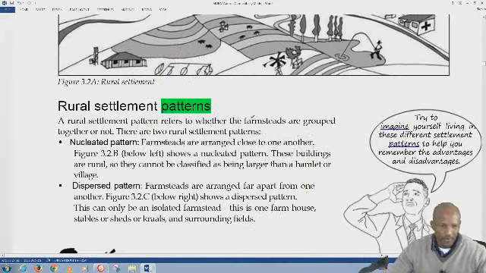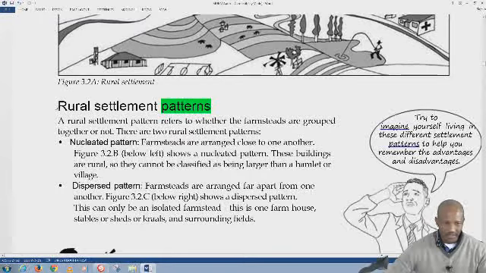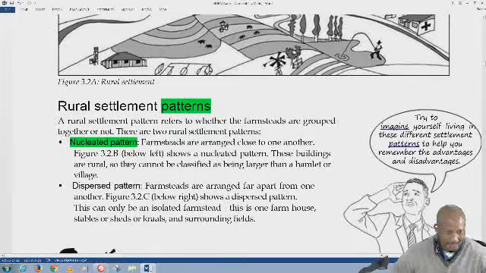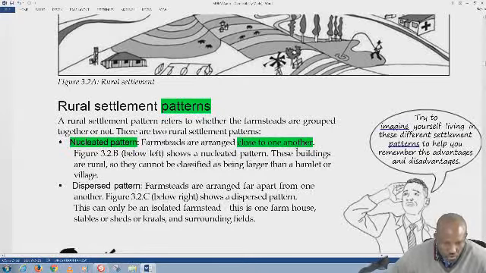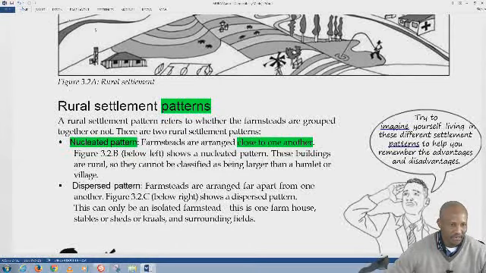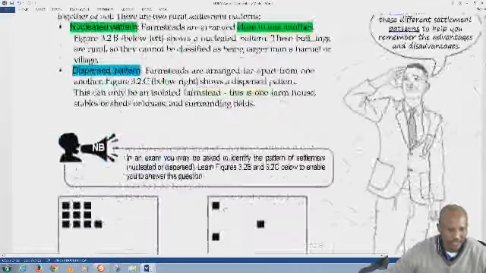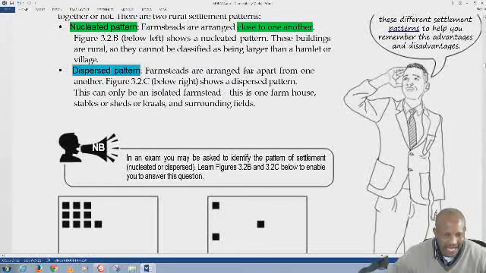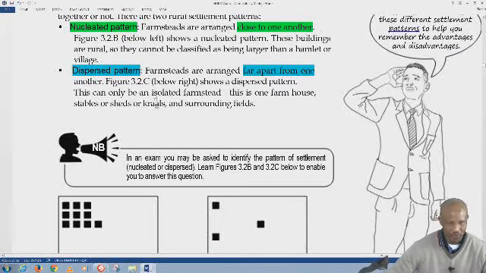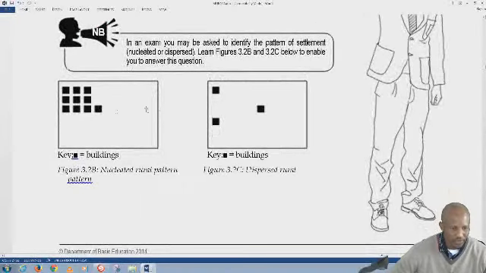And that's exactly where we say a rural settlement pattern is what? That's where I want you to focus. A nucleated settlement is where farmsteads are arranged close to one another. Very important. Then we also have a dispersed settlement, where settlements are far apart from one another. If you check your key here, it means your buildings.